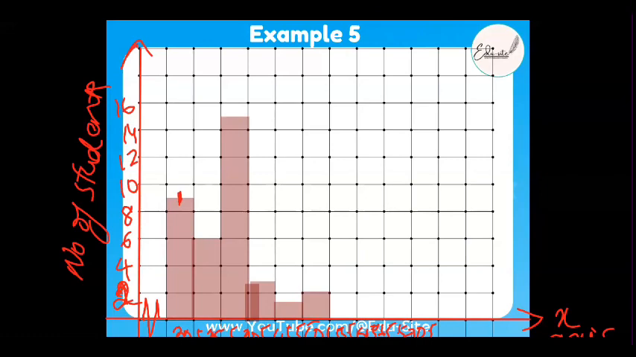Yes. Between 30.5 and something. This is the midpoint, the first thing. This is the midpoint, the second. This is the midpoint, third. This is a midpoint on this bar.